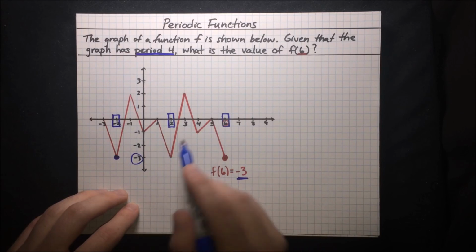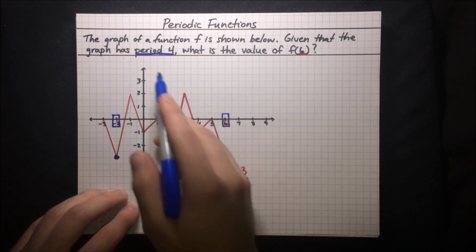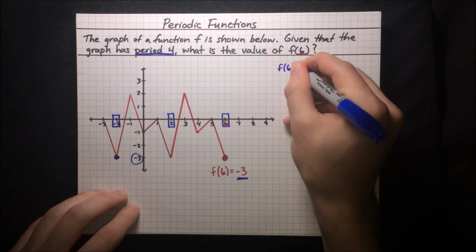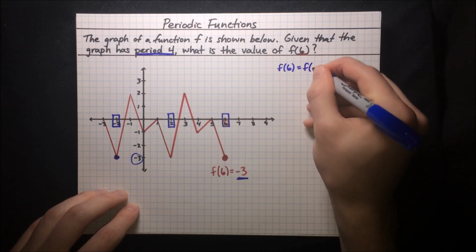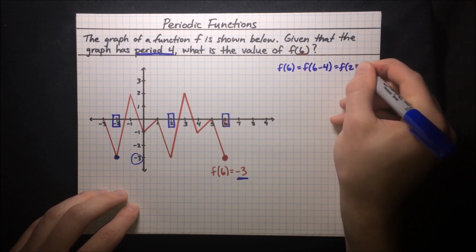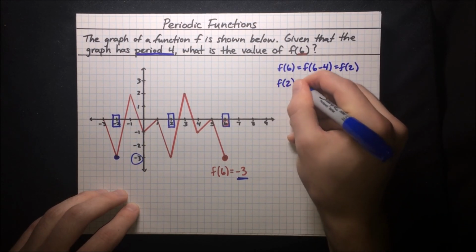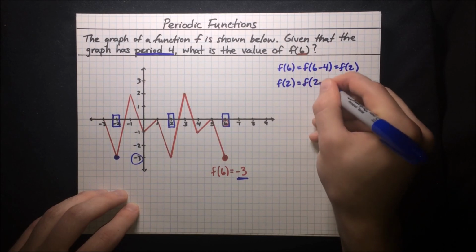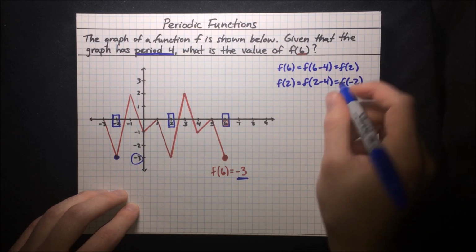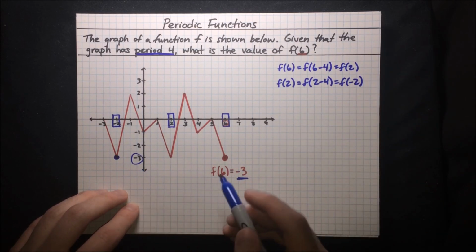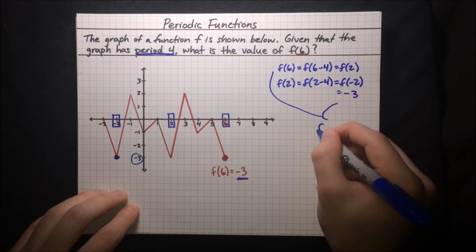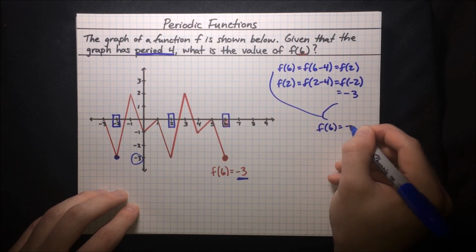So we really could have done this using no graph at all, just the fact that the period is 4, because we could say that f of 6 is the same as f of 6 minus 4, which is f of 2, and then f of 2 is the same as f of 2 minus 4, which is f of negative 2. And then we're told f of negative 2 is just negative 3. So therefore, f of 6 equals negative 3.